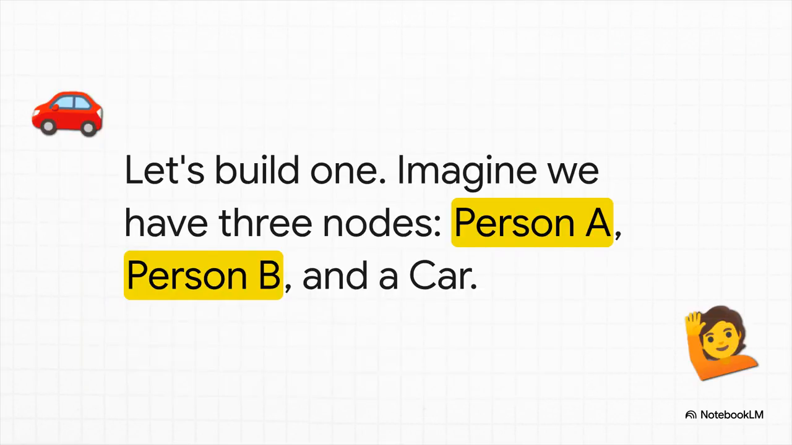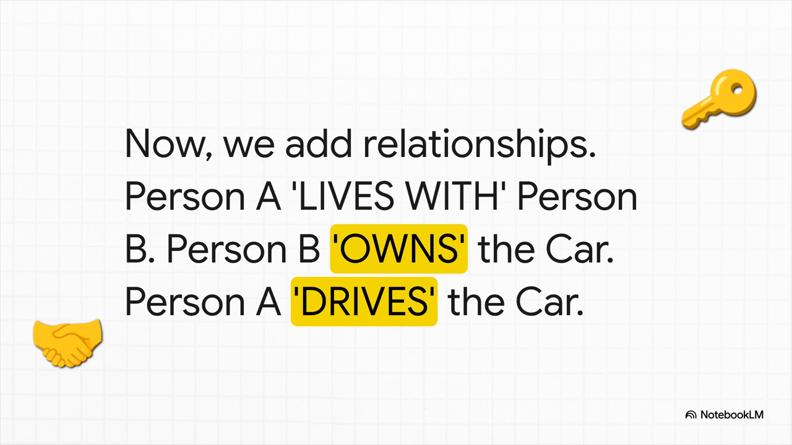Okay, you know what? Let's just build one right now. A super simple one. Imagine we have three nodes, three nouns. We've got person A, we've got person B, and we've got a car. Right now, they're just three separate dots, floating around with no context. But now, let's add the verbs.